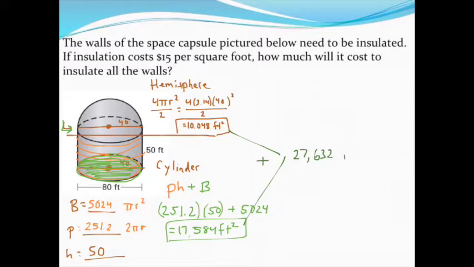The question though wasn't just what's the total exposed surface area, it was how much will it cost to insulate this. Well, they've told me that insulation costs $15 per square foot to install. So every square foot will cost us $15. We have 27,000 square feet. So this is going to be an expensive space capsule, and this is just for the insulation. So multiplying our surface area by 15 should get us our cost to insulate this. I came up with $414,480.